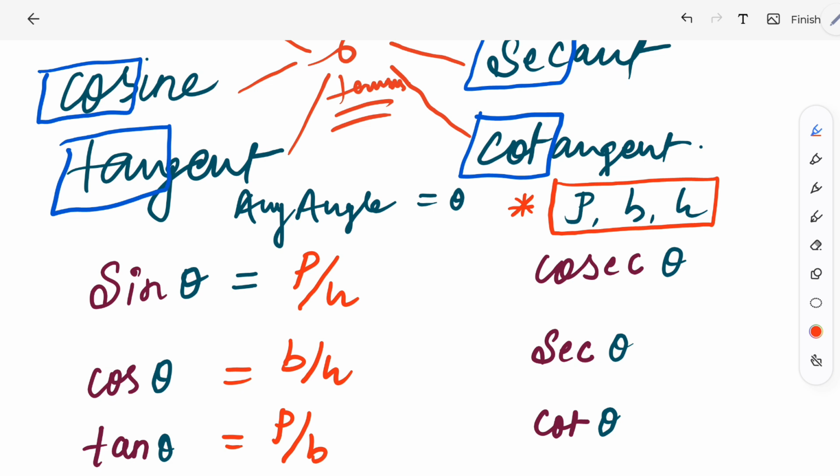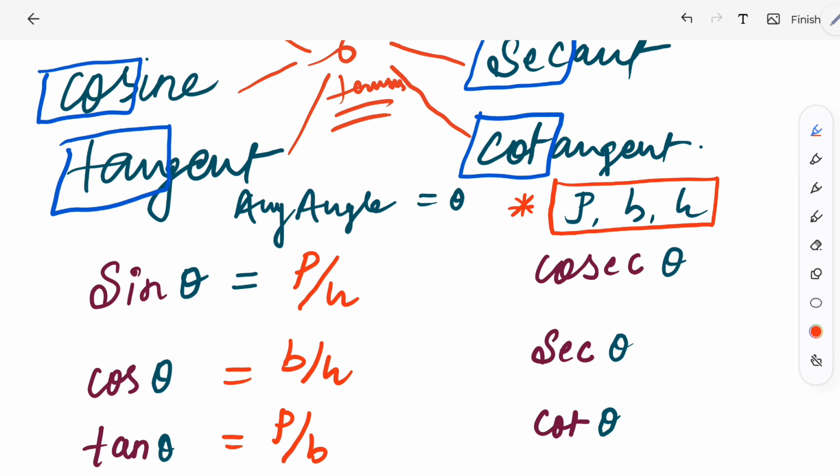P by B. See, these are the arrangements of the ratios of the three sides. Perpendicular by base, perpendicular by hypotenuse, base by hypotenuse, and perpendicular by base. So perpendicular by hypotenuse, that is P by H, is sine theta, B by H is cos theta, and P by B is tan theta.